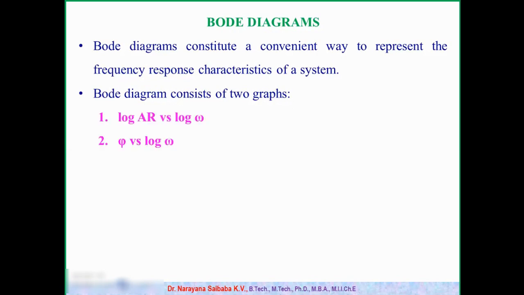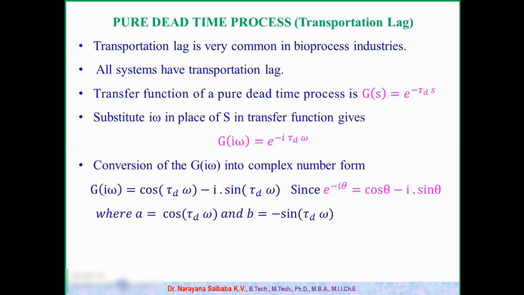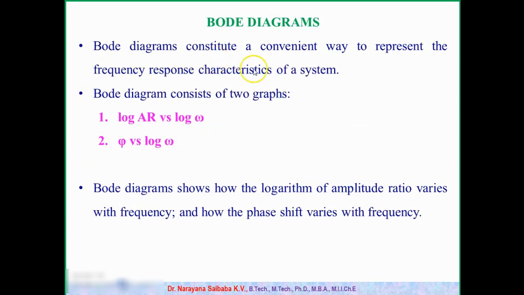This transportation delay is generally given by the transfer function G(s) equal to e power minus tau d s. Today we are going to discuss how to draw the Bode diagram for this transportation delay system. We know that a Bode diagram consists of two plots: one is log AR versus log omega, and the second is phi versus log omega. In creating a Bode diagram, we assume different values of omega and calculate the corresponding AR and phi values. From the generated data, we draw the Bode diagram.